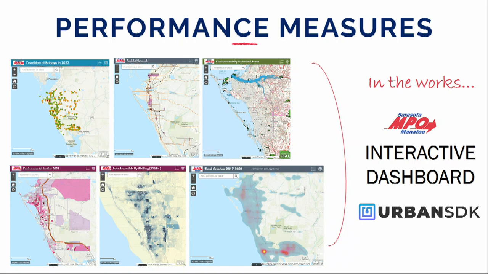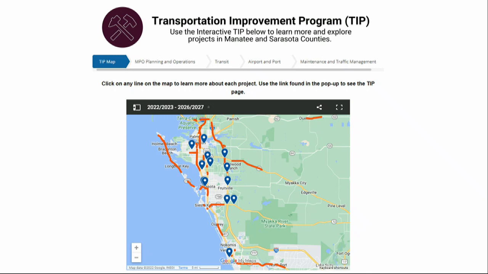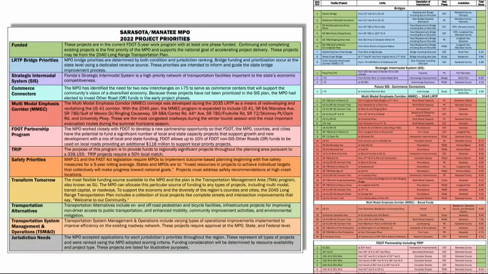And let's see here, click, there we go. So our Transportation Improvement Program, which is the 5-year work program that goes hand in hand with the state's Transportation Improvement Program, is interactive and online, and people can zoom in and click on an area or click on a specific project and pull up information about that project.